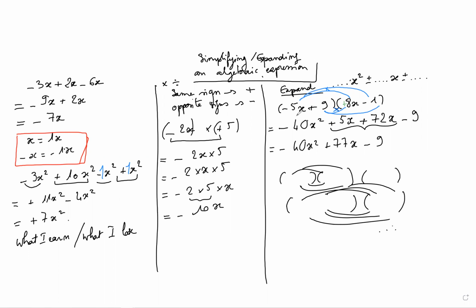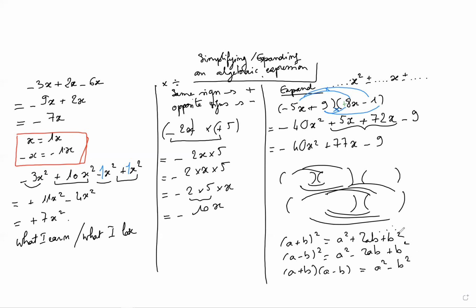And then there are other ways to expand things. If you know your formulas, a plus b squared is equal to a squared plus 2ab plus b squared, you don't need to do the calculations, and you shouldn't, because if you do the calculation, it means you don't know your formula. So you're supposed to know it. You write the results directly, and then this last one, a squared minus b squared. So these ones, you expand them directly.